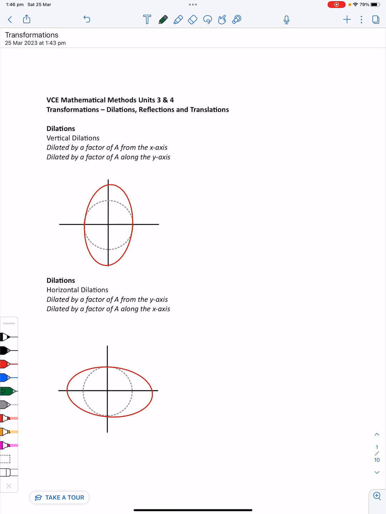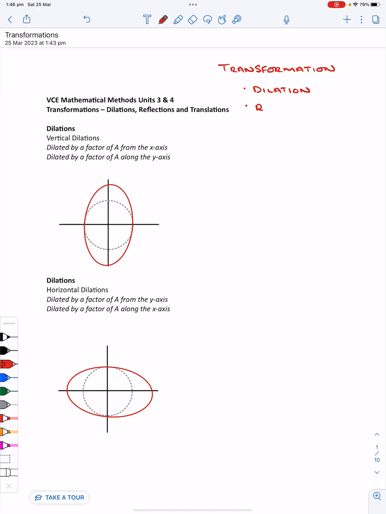Welcome back. So today we're going to look at transformations and we're going to break it into three sections. Transformations really means how we distort or rearrange functions or graphs depending on three basic characteristics. The first characteristic is what we'll call a dilation. So that's stretching the graph, either making it taller or making it wider.